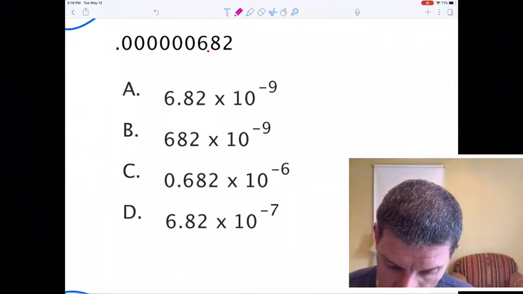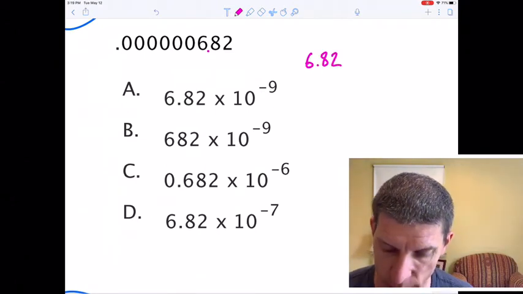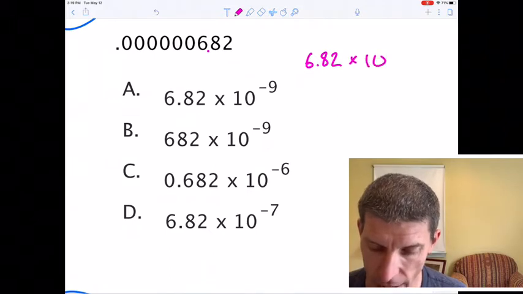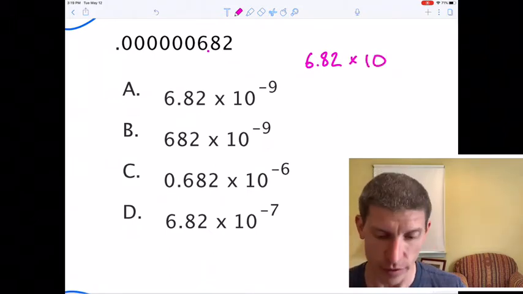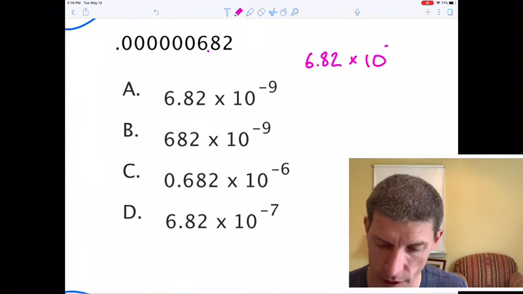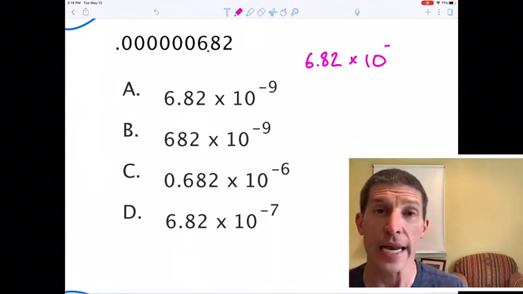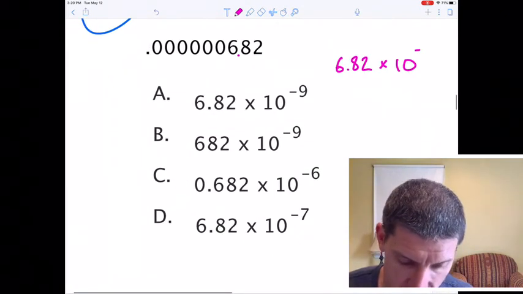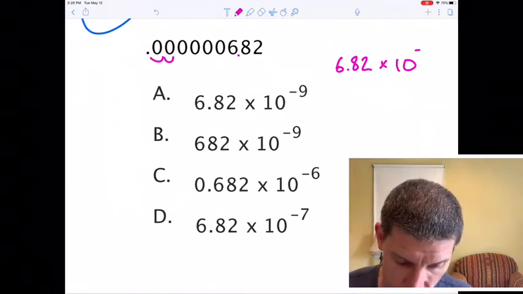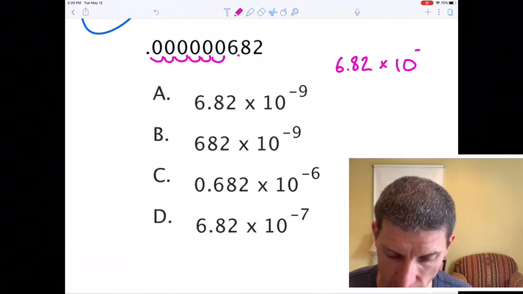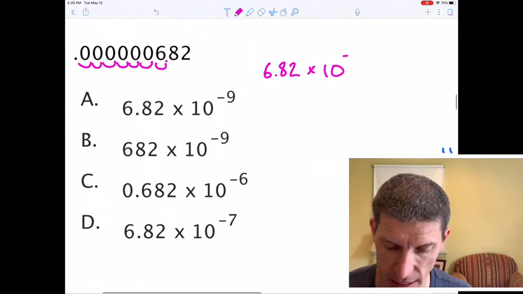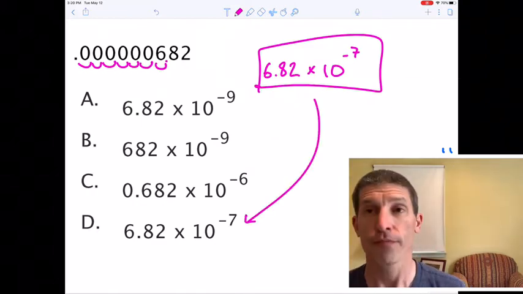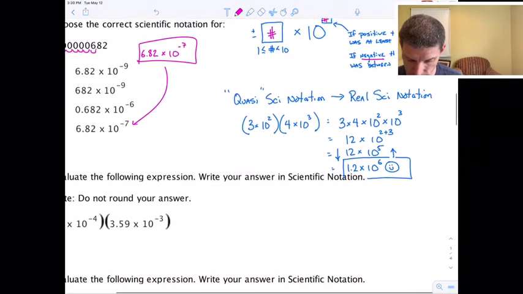So first and foremost, my decimal that goes in the beginning of the problem should be 6.82 because I need a number between 1 and 10. I always have times 10. I have a really teeny tiny number between 0 and 1, so my exponent will be negative, and now all I have to do is count the number of times my dot moves. So this black dot to get to the pink dot spot would be 1, 2, 3, 4, 5, 6, and 7. It moves 7 times, so this is the correct answer here. That's how scientific notation works.